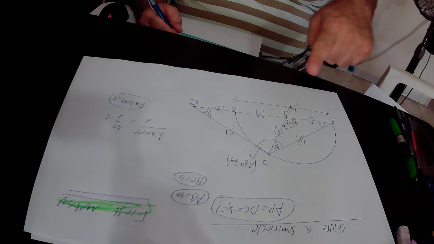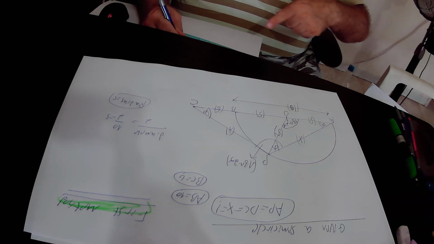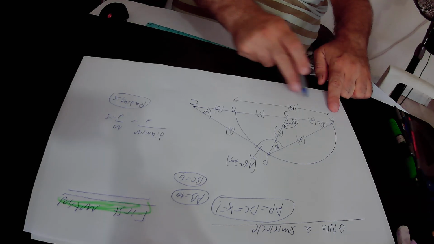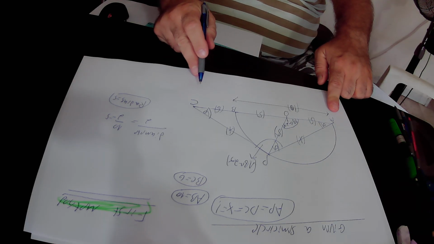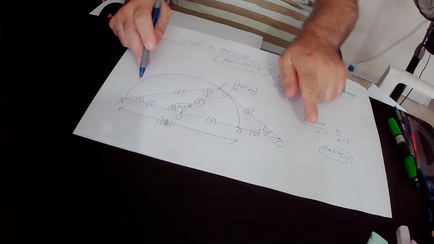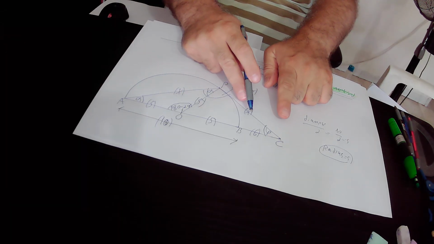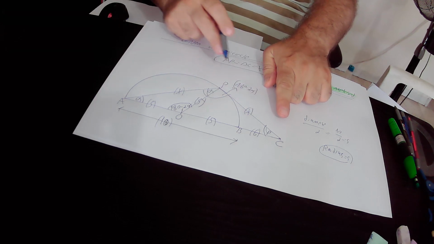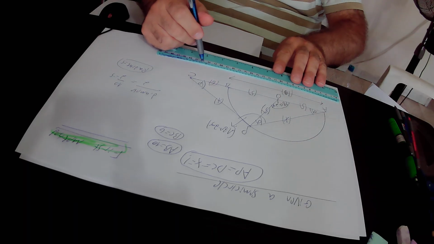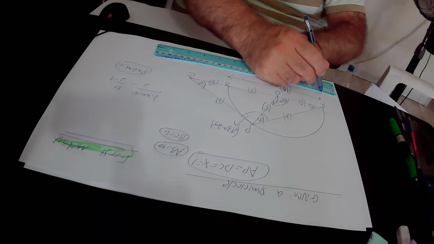Side PC on the big isosceles triangle APC equals x, and side AP also equals x. What is the length of side AC of the big triangle APC? Side AC in total equals AB plus BC. So AC equals AB, that is 10, plus BC, that is 6. So in total, AC equals 16 units in length.